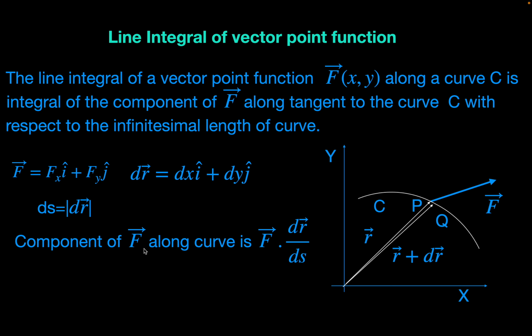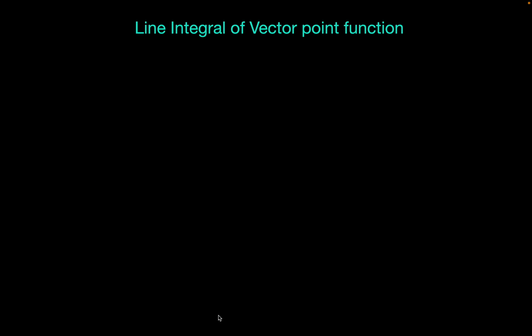The component of vector f along the curve at this point can be obtained by taking the dot product of vector f with the unit vector along the tangent at this point, which is vector f dot vector dr upon ds. The line integral is the integral of this component with respect to ds along the curve C. This can also be written as the integral along C of vector f dot dr.